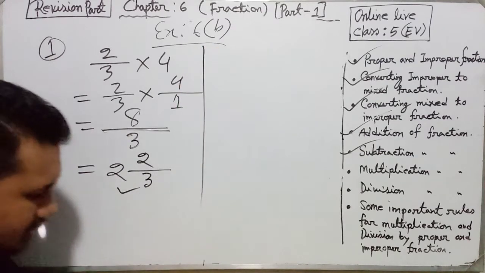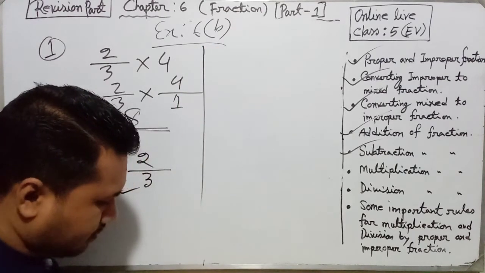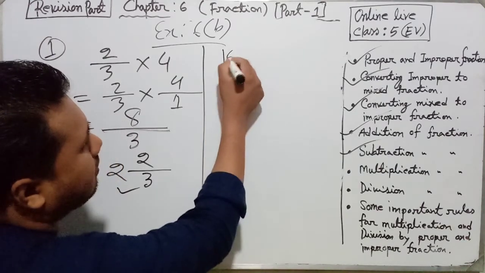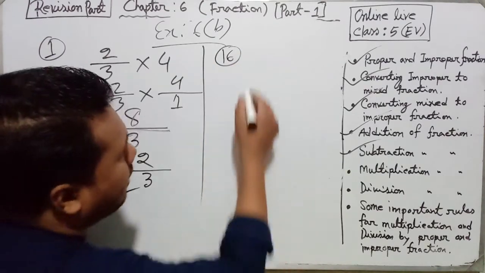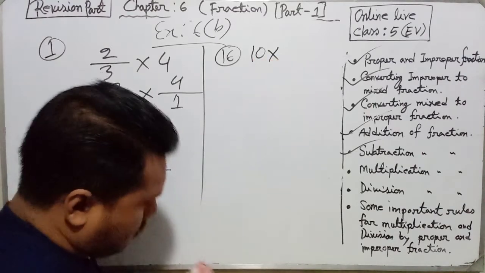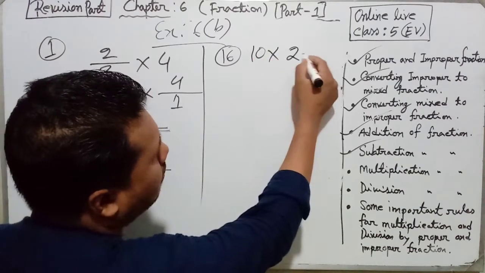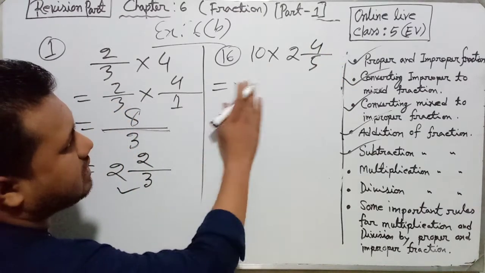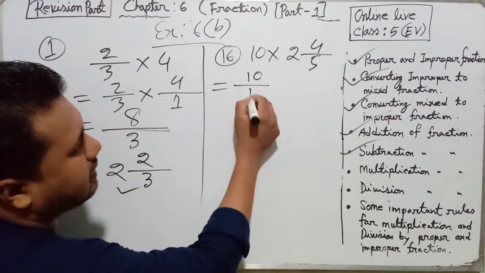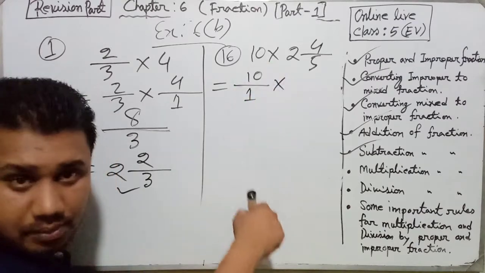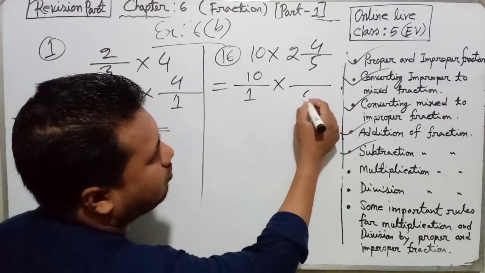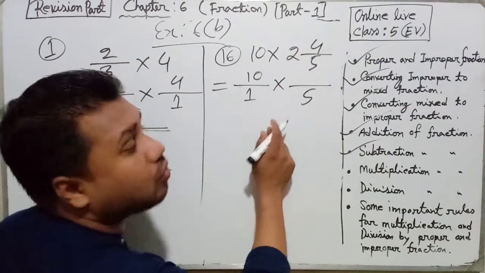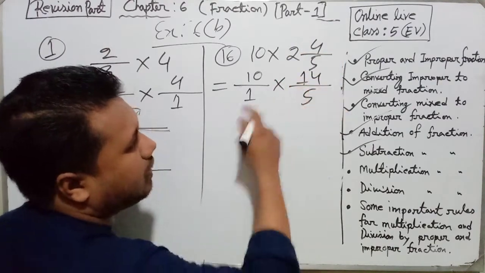Suppose dear students, another one. Problem number, suppose 16. 10 into 2 whole 4 by 5. Now dear students, this 10 we can take as 10 by 1, and 2 whole 4 by 5 will be 5 2s are 10, 10 plus 4, 14. So it is 14 by 5. Now we can minimize.